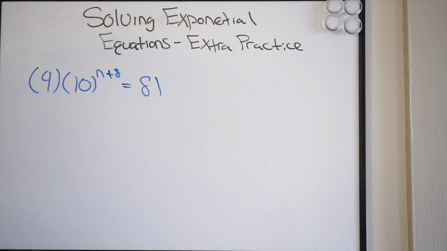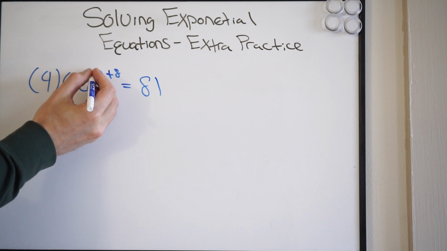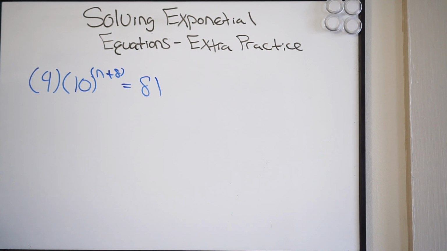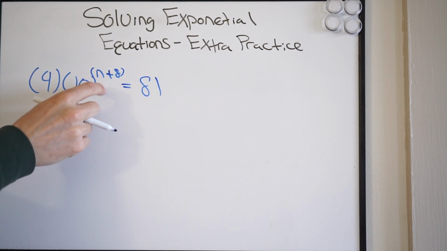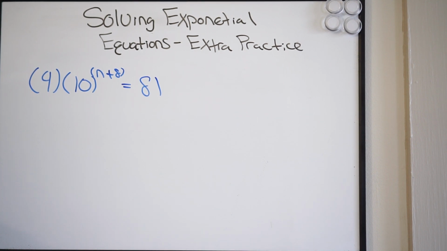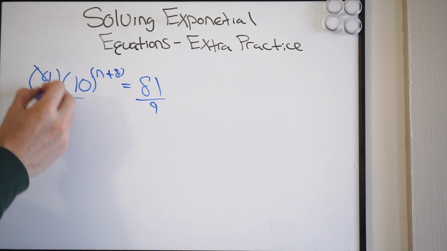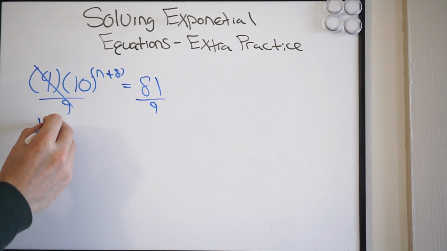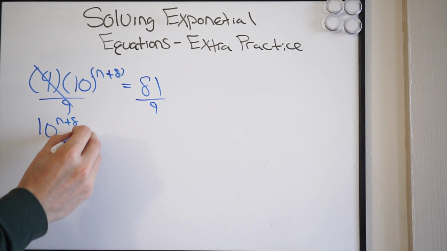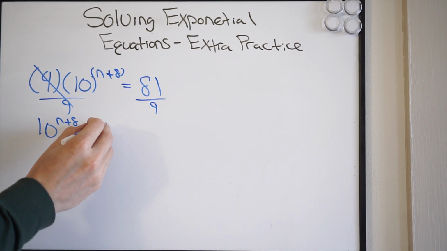Right. So the first thing you want to do here is isolate your exponential. In this case, you want to isolate this 10 to the n plus 8. In order to do that, I'm going to have to divide both sides by 9. So we get 10 to the n plus 8 equals, well, this will be 9.